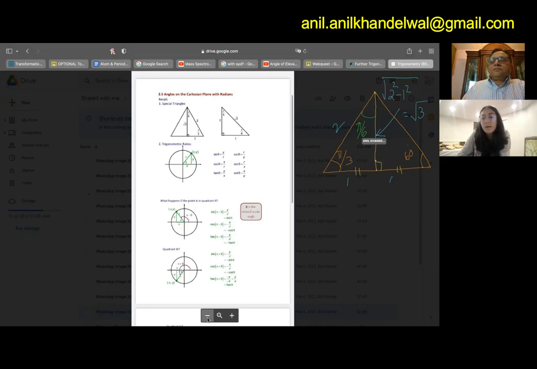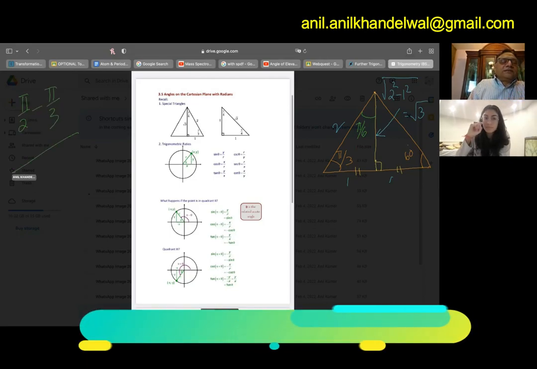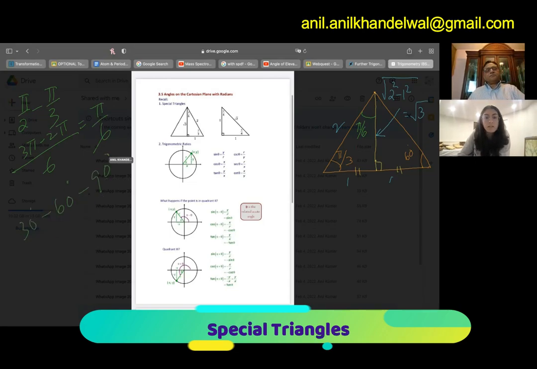Why is it pi by 6? Because the total is pi by 2 minus pi by 3. Common denominator of 6: 3 pi by 6 minus 2 pi by 6 gives you pi by 6, right? It is 30 degrees, 60 degrees, 90 degrees triangle. Is it okay? So it is pi by 6, pi by 3, and pi by 2 triangle.